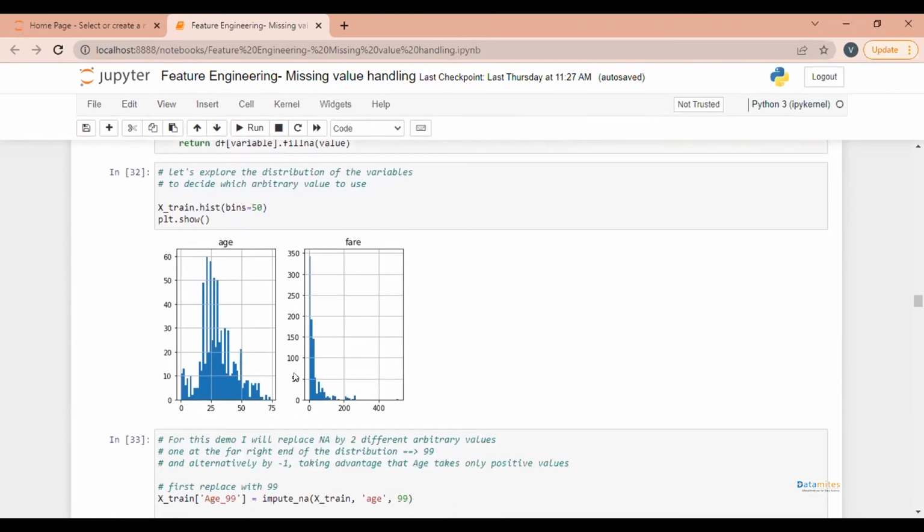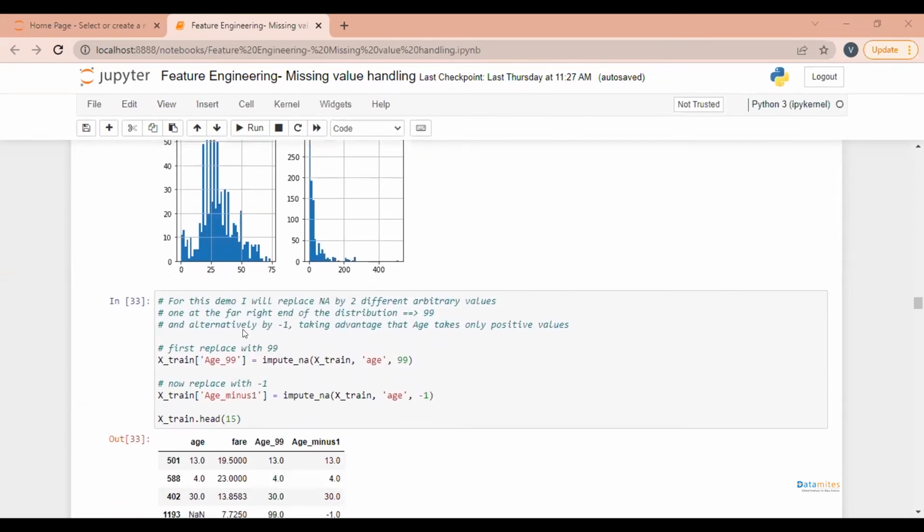Let's also decide which arbitrary value to choose in both of these columns. If you see age and fare, in case of age the distribution lies from 0 to 75 approximately. So we can impute either 99 as the missing value, or we can even go for -1. We can go for both of them in age.